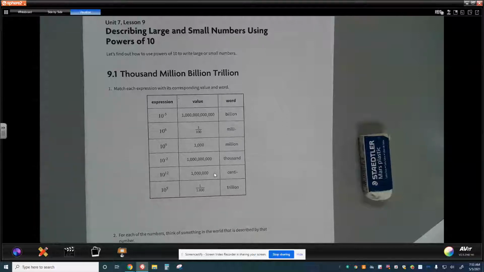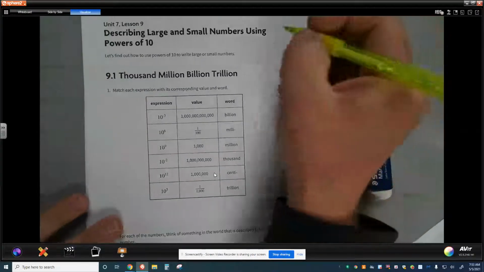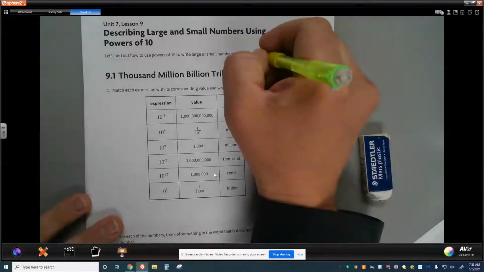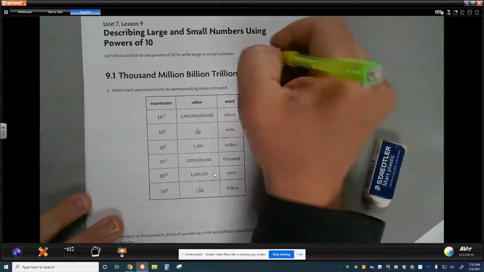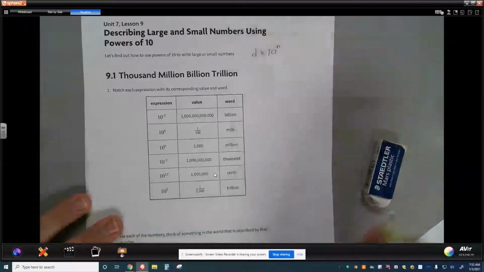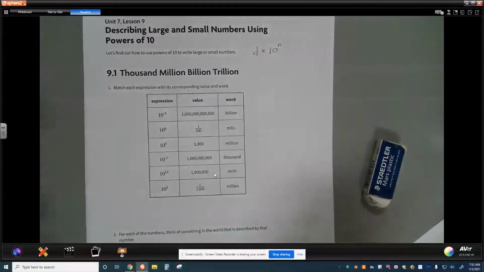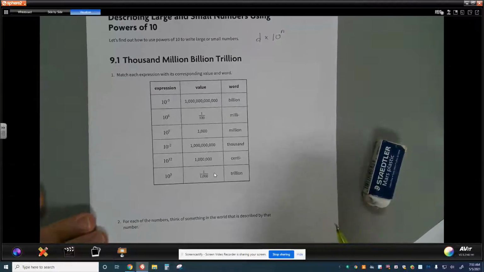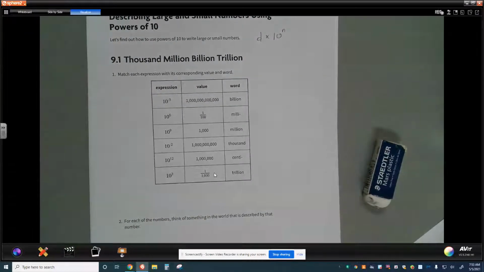Welcome to Math 8, Unit 7, Lesson 9, describing large and small numbers using powers of 10. Today we start talking about the early stages of scientific notation. This will be a method that's used to talk about how we take any decimal value and multiply it by some power of 10 to get a value to be able to express very large or very small numbers. In order to understand this better, we need to understand how the powers of 10 work.